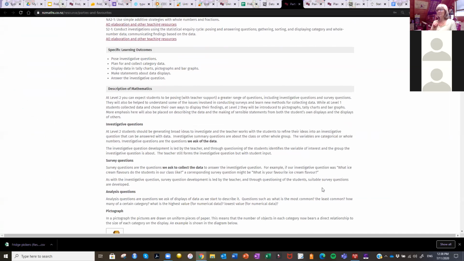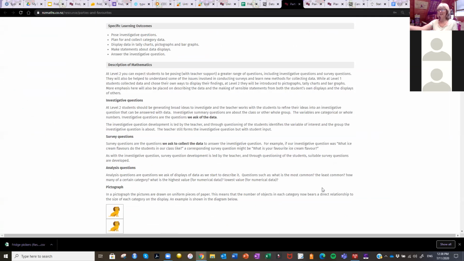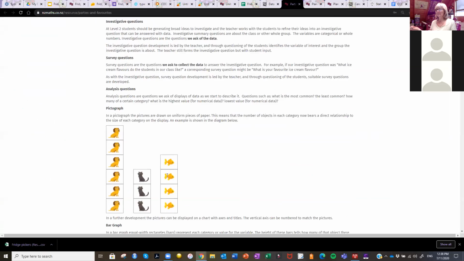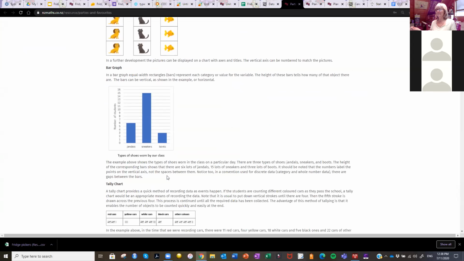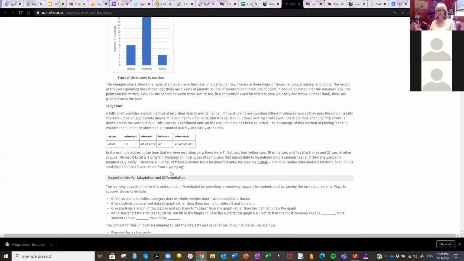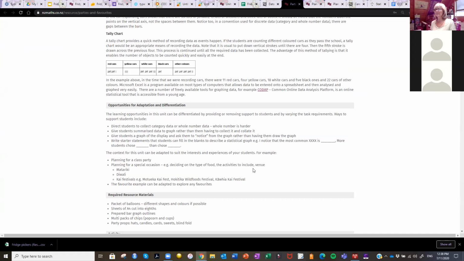So the description of maths, you'll see there's things like investigative questions, survey questions, analysis questions. So that language that Chris was talking about this morning, her and I have been doing a lot of work on that. And then pictograph, bar graph, tally chart. So those descriptions are in there, but this is the bit that you'll notice is new in most of the activities now, is how do you differentiate it?